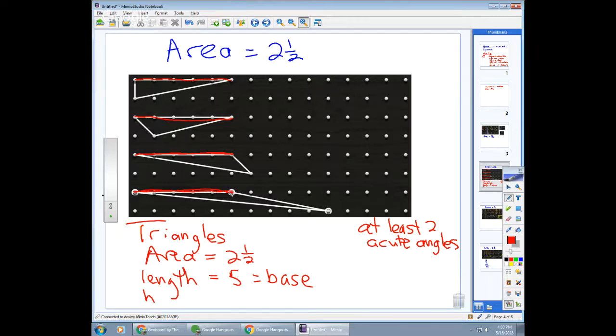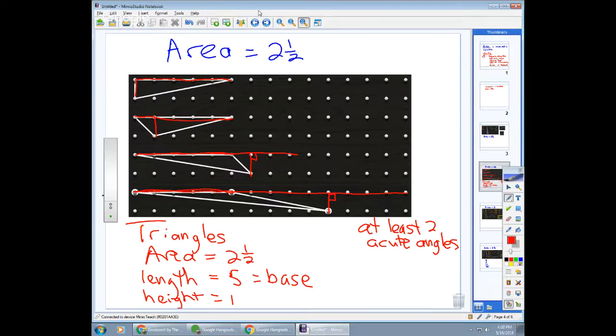Height, you use that as a baseline, and then you go perpendicular from a point off that line back to the line, and you get your height. So if that 5 is the base, what's the height of this bottom triangle? It's 1. What's the height of this triangle right here? 1. And this one? 1. So you can play around on a geoboard with this with kids.